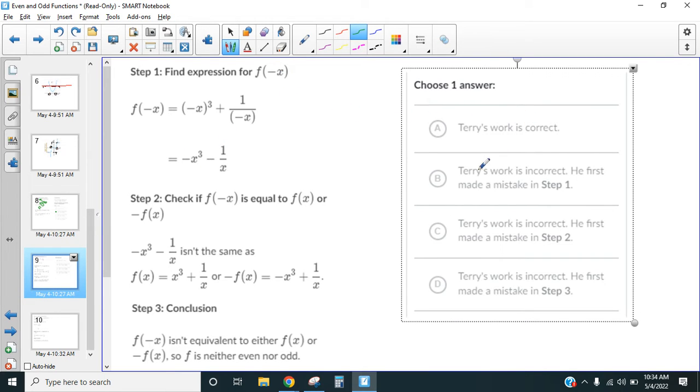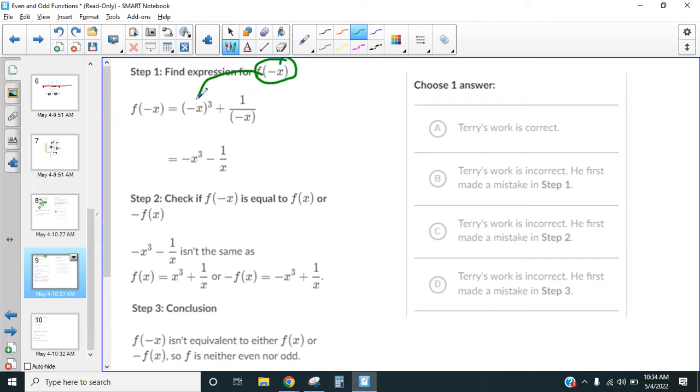All right, Terry's work's correct. Step 1's wrong, step 2's wrong, or step 3's wrong. Well, if we plug in negative x, we do that. Sorry, I clipped out the first part of it. This part's right. Okay. What happens when you cube a negative? It's still negative. What if you take a positive number like 1 and divide by a negative? What do you get? A negative. Step 1's good.